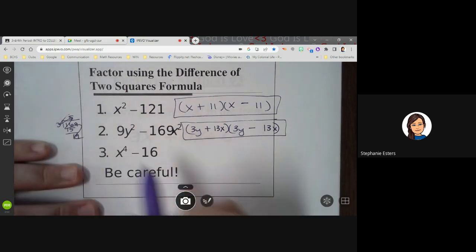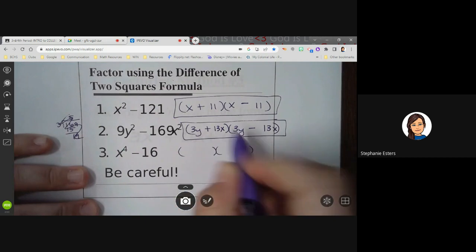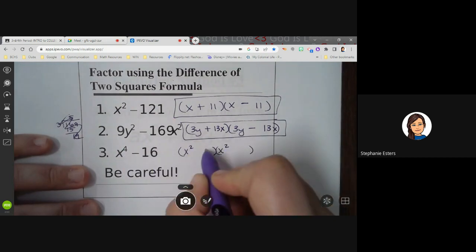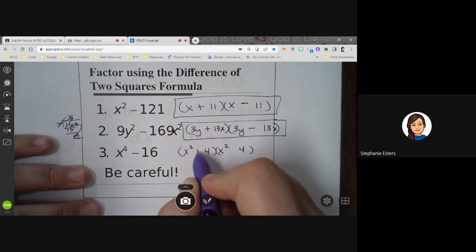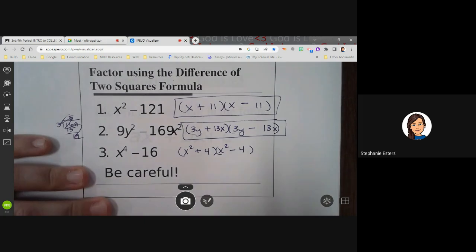Now, in terms of number 3, of course, I've put the warning to be careful. When you factor it as a difference of squares, x to the 4th is x squared times x squared, just like 16 is 4 times 4. But when you put your 1 plus and your 1 minus, what I want you to recognize, class, is that we actually have a second difference of squares going on right here.